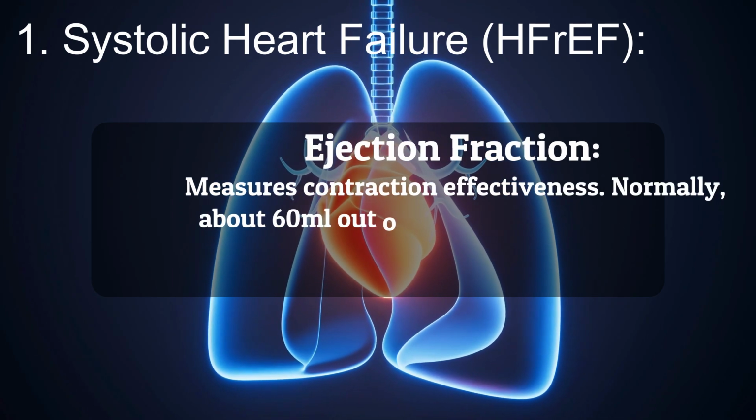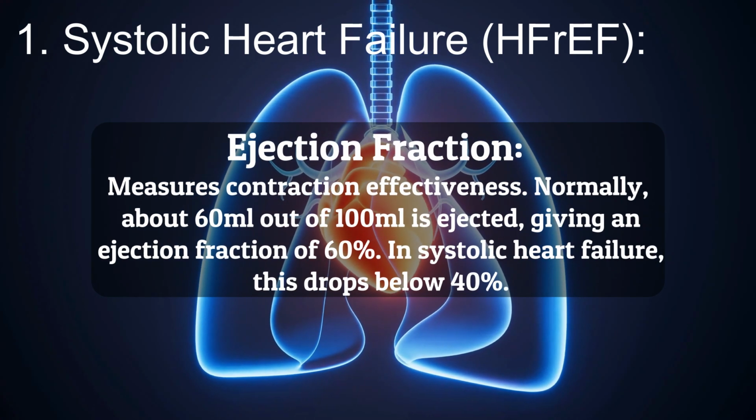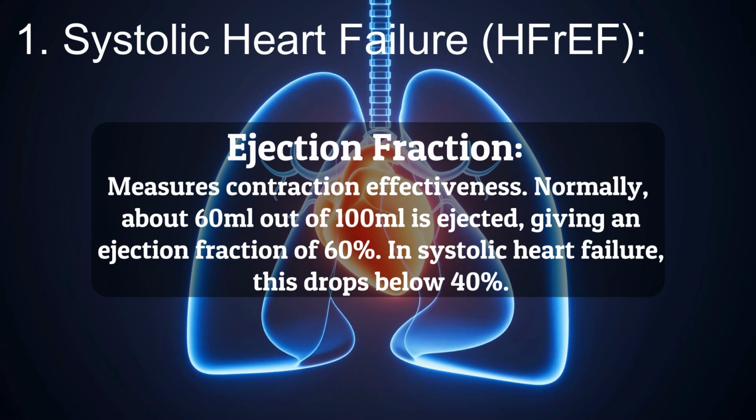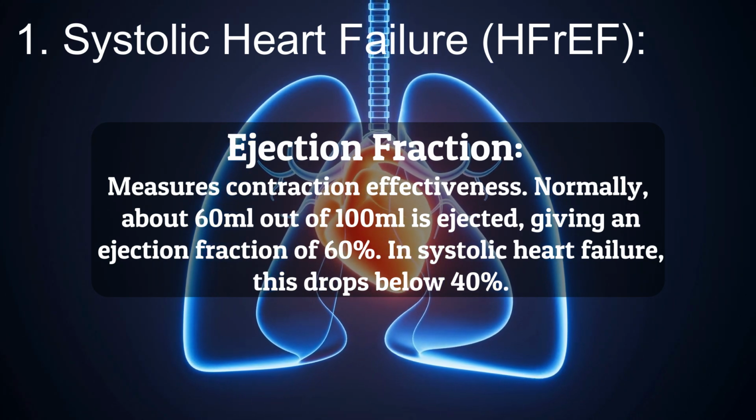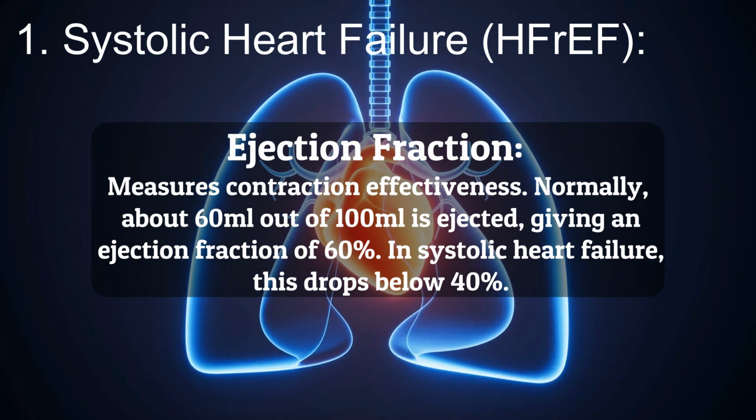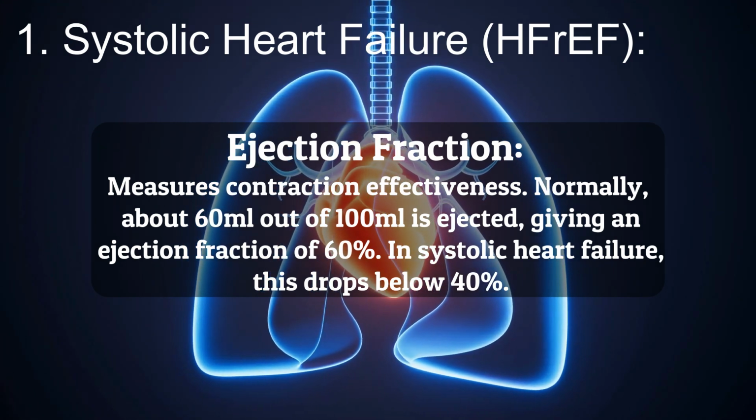Ejection fraction measures contraction effectiveness. Normally, about 60 milliliters out of 100 milliliters is ejected, giving an ejection fraction of 60%. In systolic heart failure, this drops below 40%.